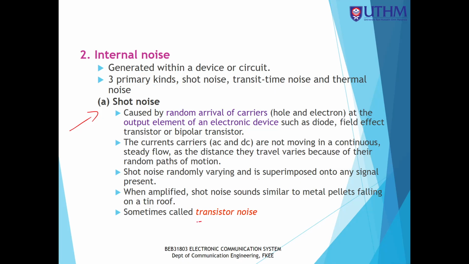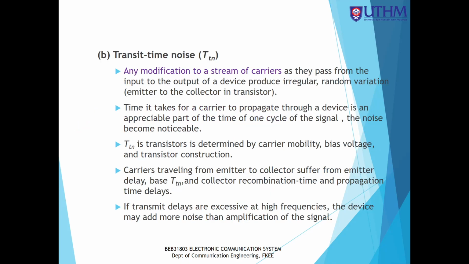Okay, so this is also known as the transistor noise. Okay, remember this is due to the random movement of the carriers. Okay, random arrival of the carriers, which is the hole and also the electron. Transit time noise. This is the noise due to the time taken for the carriers to propagate from input to the output. Okay, so the time it takes for the carrier to propagate through the device is an appreciable part of the time of one cycle of the signal, so the noise becomes noticeable.